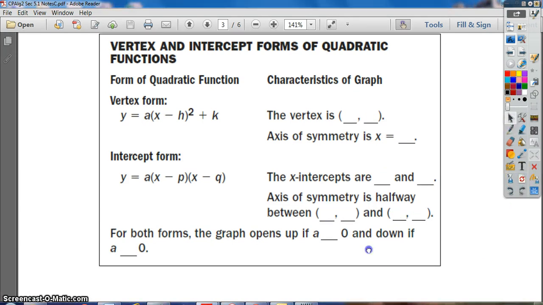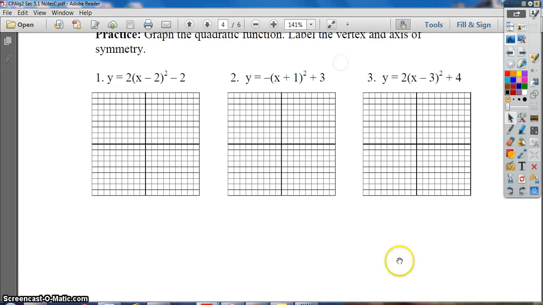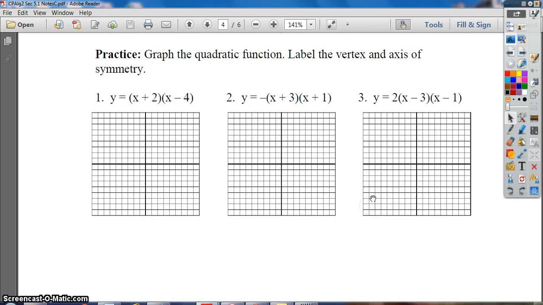So, we're going to flip back to page 4 here at the bottom of the page. You're going to graph these 3 functions. They are all in intercept form. So that would mean that p is negative 2, q is positive 4. So remember, it's opposite, opposite. So, you can put a point at negative 2, put a point at positive 4.